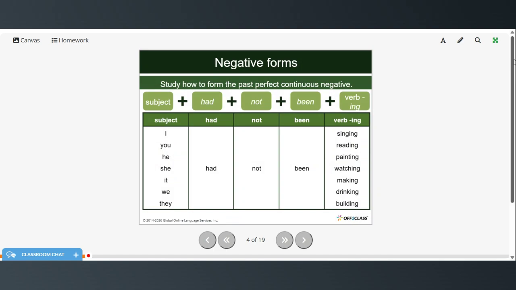Now we'll look at how to form the past perfect continuous negative. You use the subject plus had plus not plus been plus the ing verb. So I had not been singing, you had not been reading, he had not been painting, she had not been watching, it had not been making, we had not been drinking, and they had not been building.